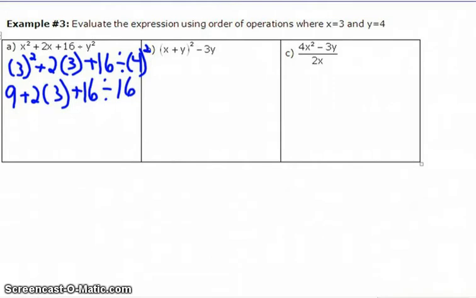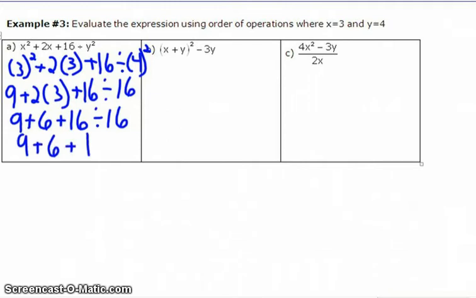Now I've got addition, multiplication, and division. I'm going to do the multiplication first because that comes first in the problem. So this would be a 6. Now I'm going to do the division because that comes next, right? Addition comes after multiplication and division. So 16 divided by 16 is 1. And then I can add all three of these together. 9 plus 6 is 15. 15 plus 1 is 16.